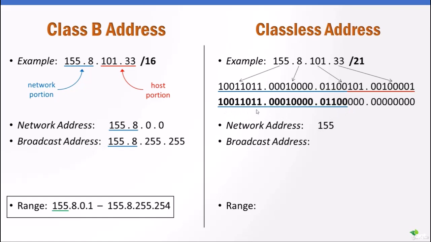We're going to copy the first octet, which is 155, that hasn't changed. And then we're going to copy the second octet, which is 8, and that hasn't changed either. But the third octet has changed. So in the third octet, we had 101 at the end.